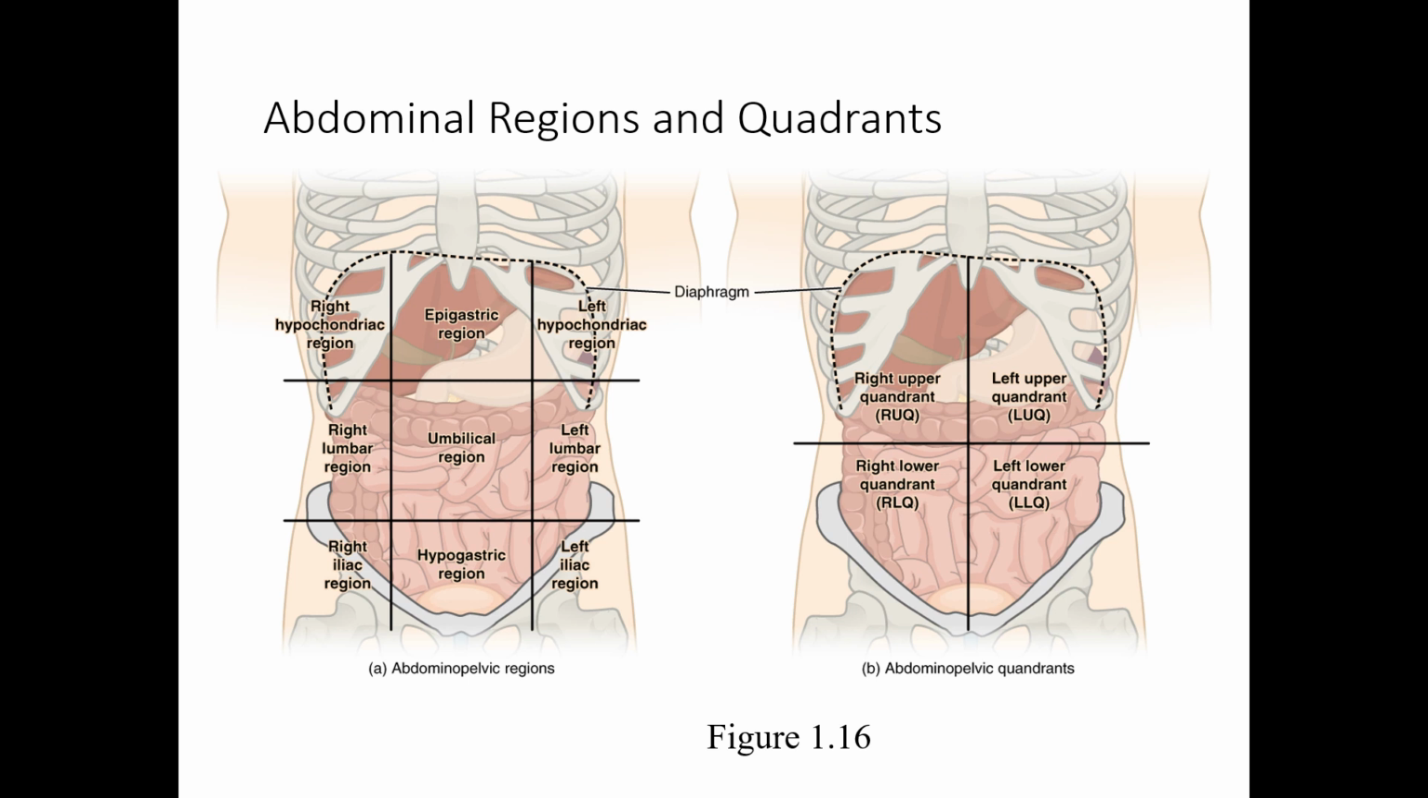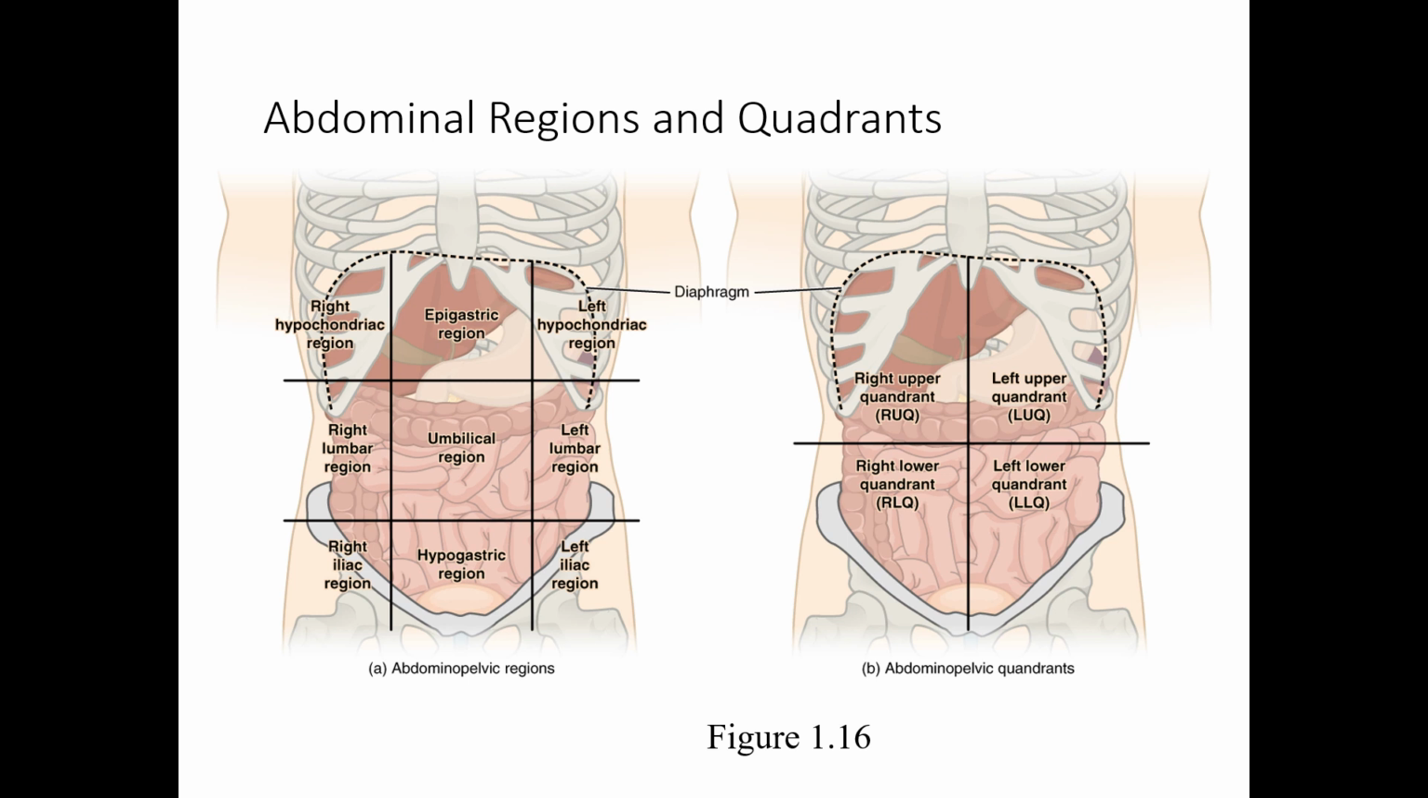Abdominal regions and quadrants. The abdominopelvic cavity is huge compared with some other small cavities, and it has a lot of organs and structures. To describe the location of each organ, it's not enough just to say it's in the abdominal cavity. In the abdominal cavity where?